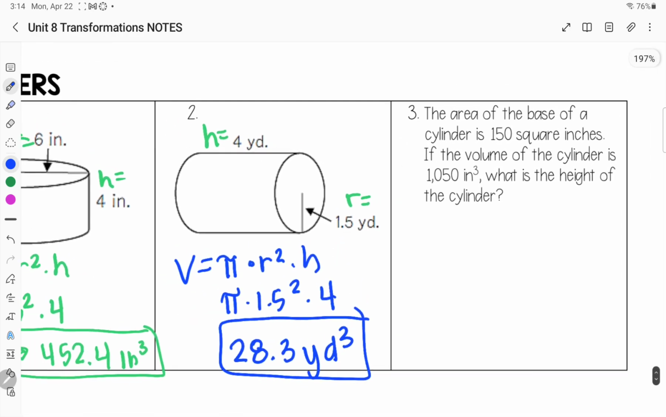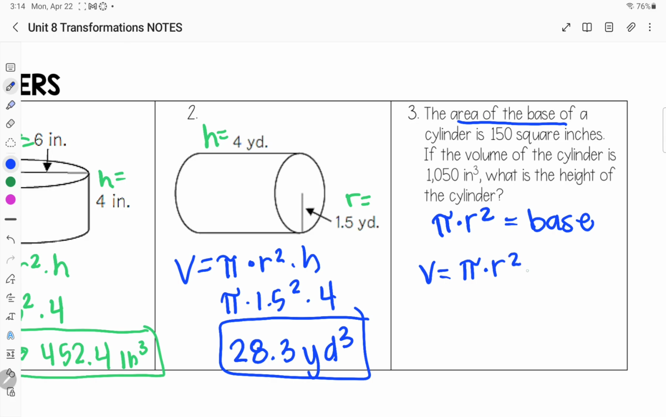All right, our last one says the area of the base of a cylinder is 150 square inches. So they've already given us the area of the base. Normally to find the area of the base, we do pi times radius squared. That's how you find the area of a circle. That's going clear back to last year. So this equals my base. In our formula where it says volume equals pi times radius squared times height, they've told me that pi and radius squared times together is 150. Now I need to times it by my height and get my volume, which is 1050.